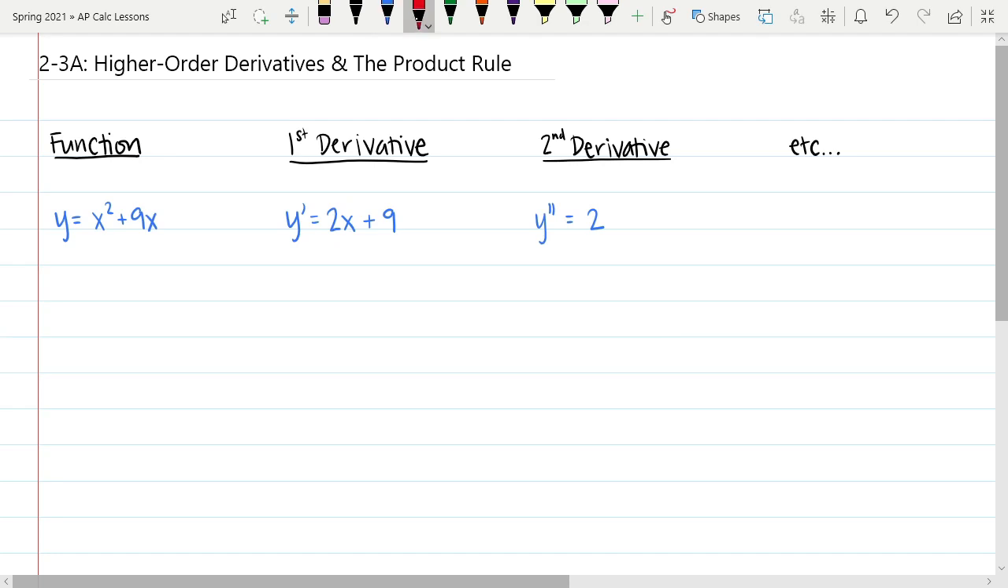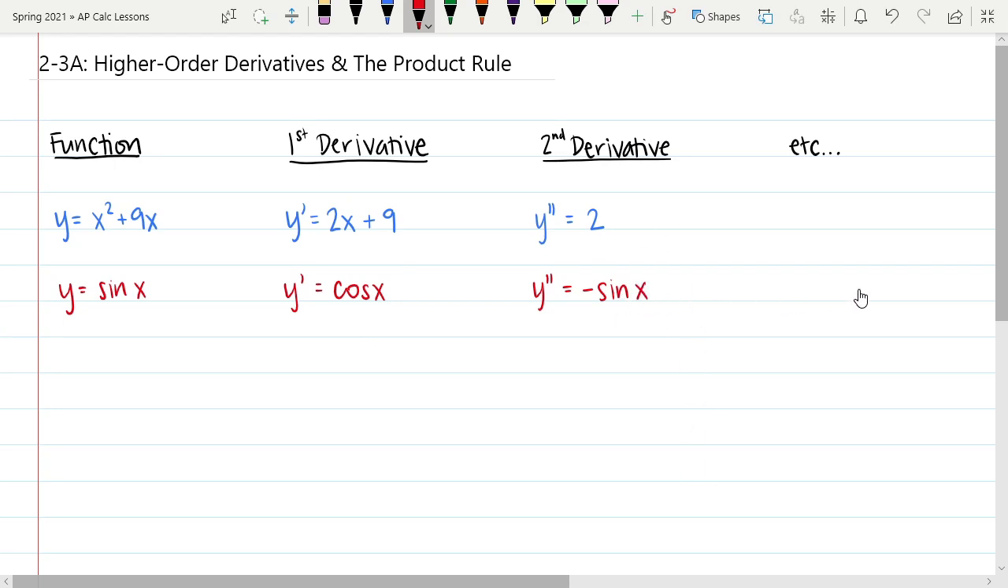All right, let's do this for another function. So we have y equals the sine of x. Now, we would have y prime equals, now remember that the derivative of sine of x is the cosine of x. And then now, to find the second derivative, remember that the derivative of cosine of x is negative sine of x.